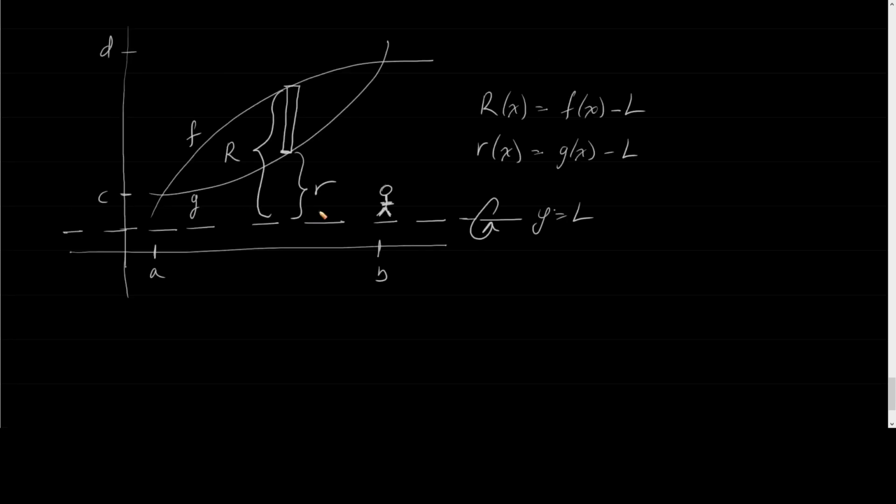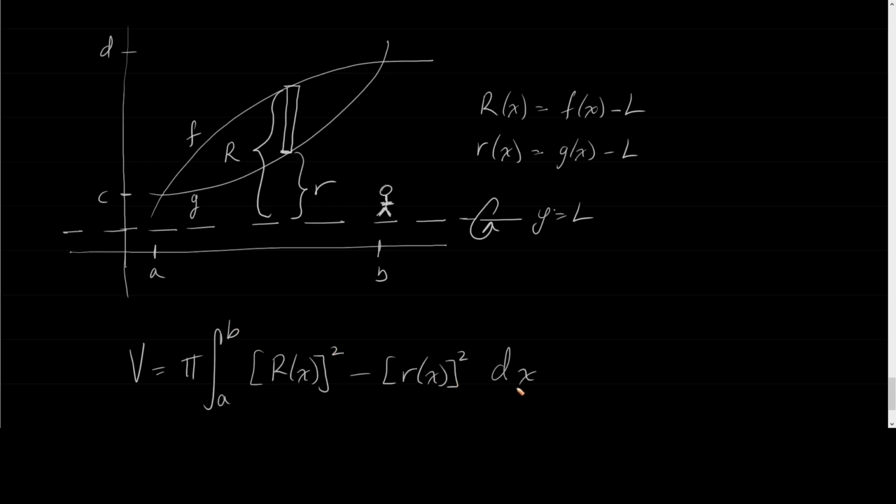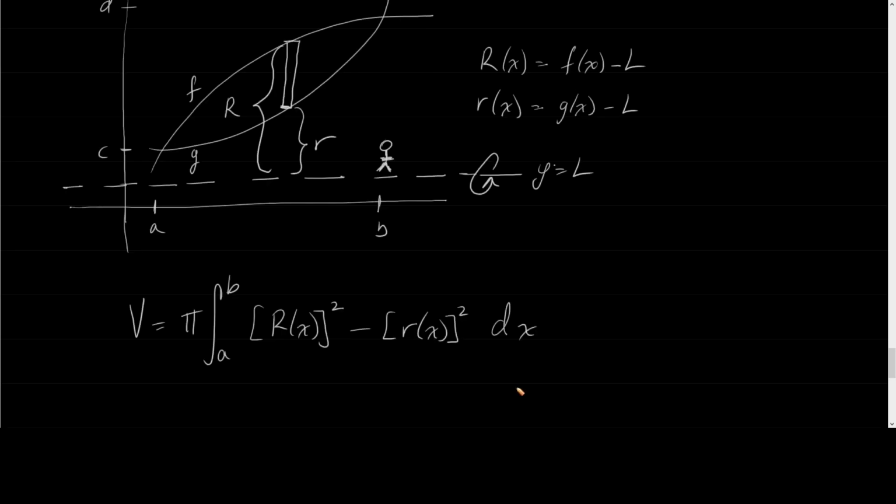So in here, what this gives us now is going to be, well, the volume is going to be pi times the integral from a to b of big radius squared minus little radius squared dx, right? And again, what I'm doing there is I'm finding the outermost one and then the innermost one. So that's why we end up with that.